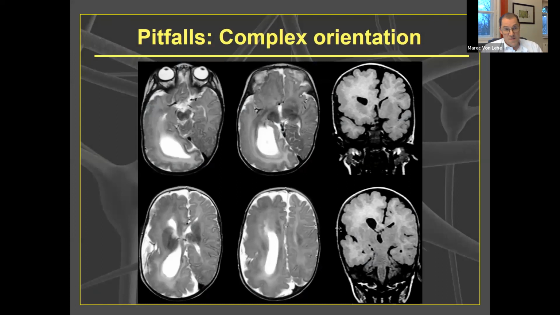Incomplete disconnection is much more evident after these complex orientation problems because of all these shifted anatomic landmarks. You see this patient with a hemimegalencephaly where the midline is completely bent over to the other side.